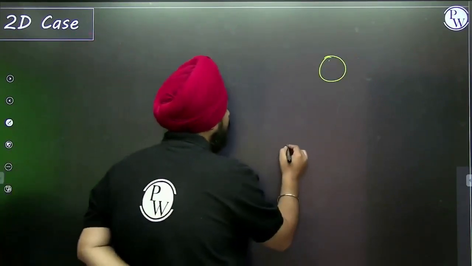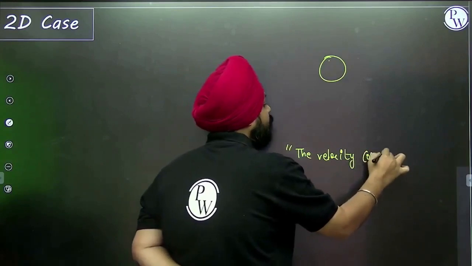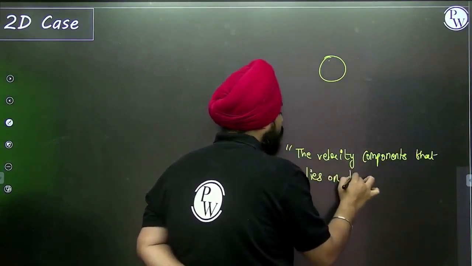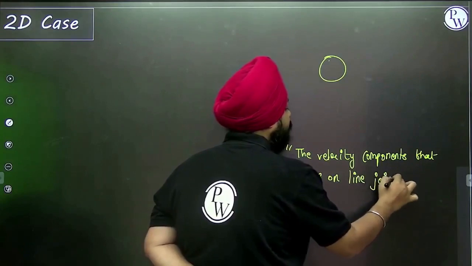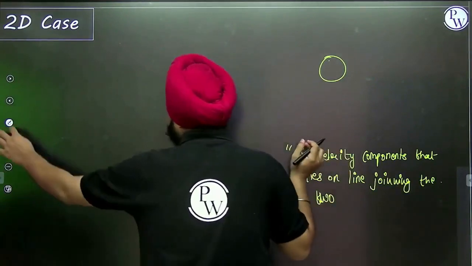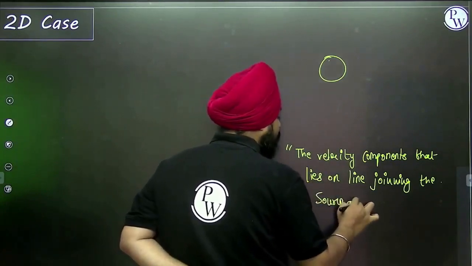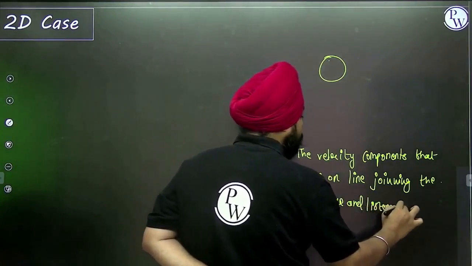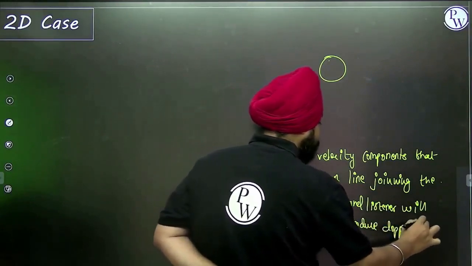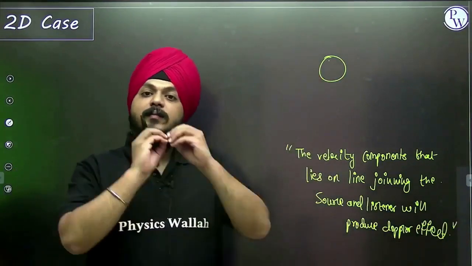Again, I'm writing down this statement. The velocity components that lie on the line joining the source and listener, or two objects, will produce the Doppler effect. The formula is going to be the same. Sign conventions are going to be the same.